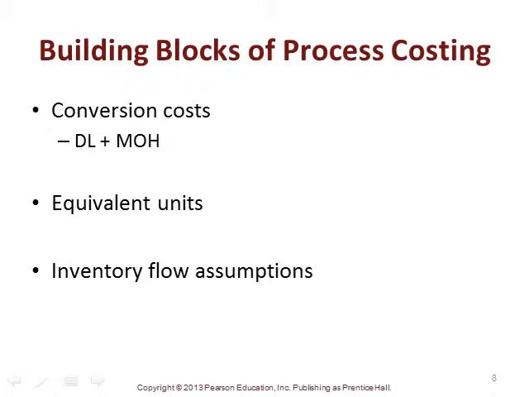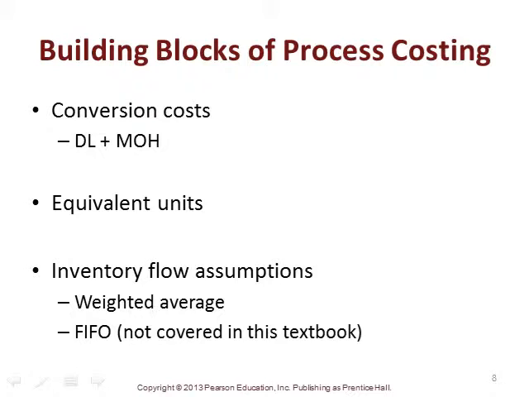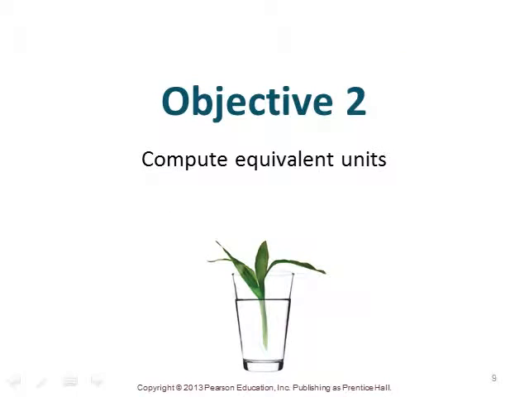And then we have some inventory flow assumptions, and generally there are two assumptions that we can make. One is the weighted average assumption, which is the one that we'll focus on, and the other is the FIFO assumption, which we don't cover in this textbook because it's not really used very often. The cost of maintaining the FIFO inventory flow assumption is generally not worth it.